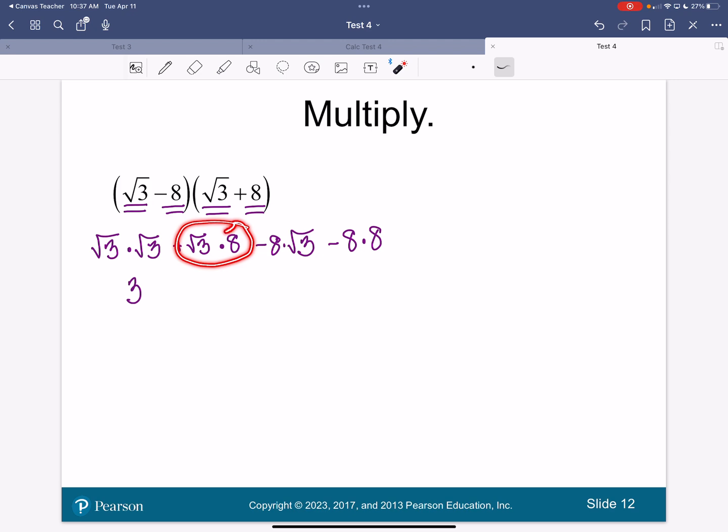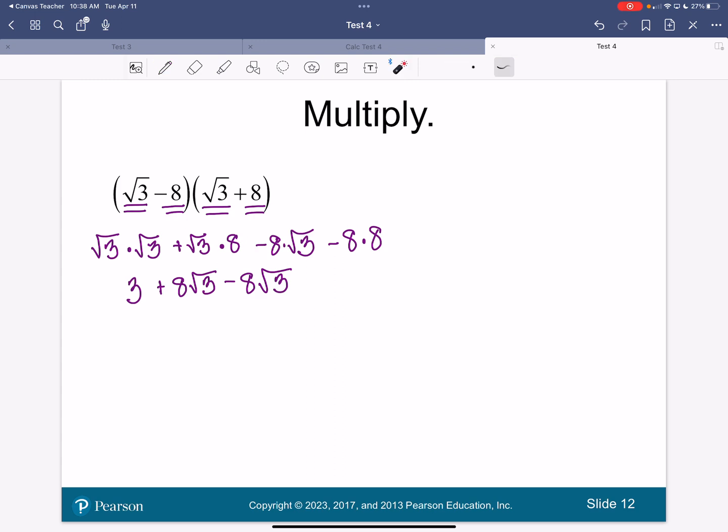Now, right here, I've got square root of 3, and then I've got an 8. My 8 is outside the radical, so it has to stay outside. The 3 is inside the radical, so it has to stay inside. So all I can do here is rewrite this as 8 on the square root of 3. Okay? Same thing here. My negative 8 is on the outside, and my 3 is on the inside. So I can't multiply those together and get 24. My negative 8 has to stay on the outside. My square root of 3 has to stay inside the radical. So this becomes minus 8 on the square root of 3.